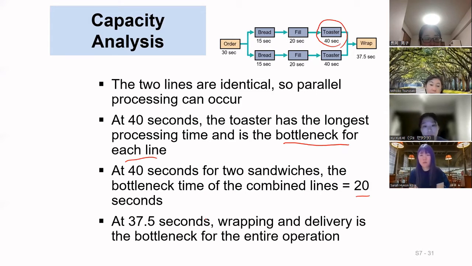So look at this example. This shows the bottleneck for this parallel process. You understand? Any questions? Can you see that the bottleneck means the process in which it is the slowest? Okay.